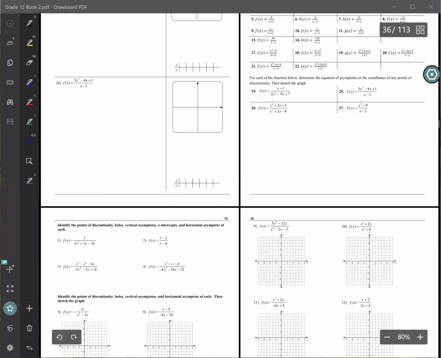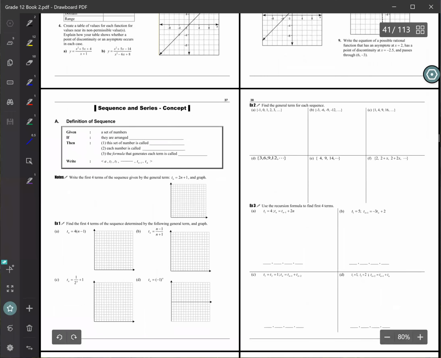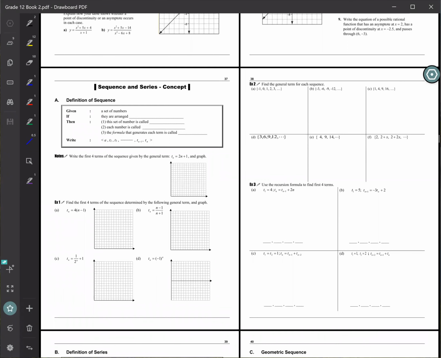So please turn to page 37. Okay, so when you get the page, you can raise your hand. Okay, Donna, have you found the page?